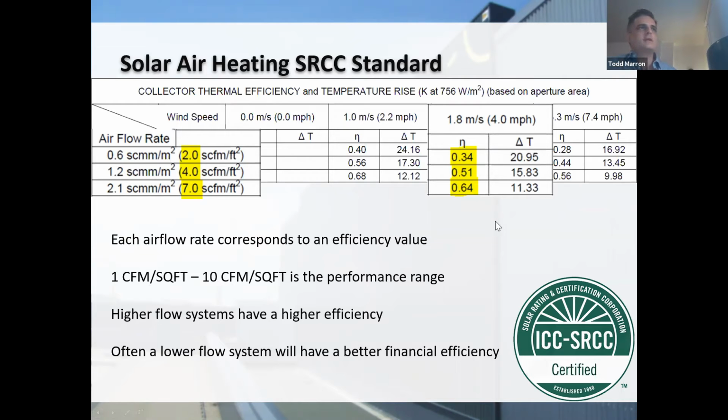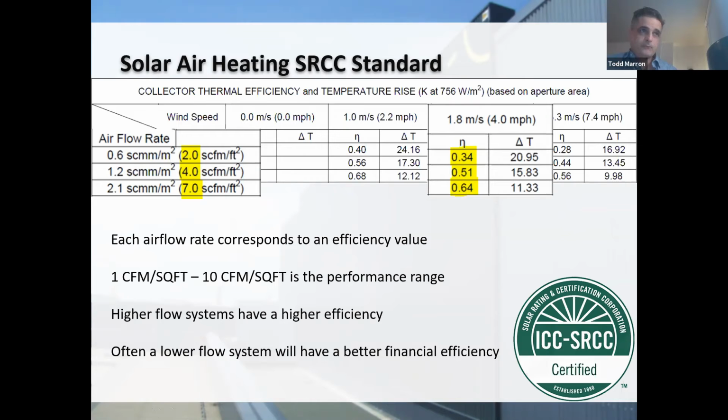What you will notice, and this is not exactly intuitive, is that the higher the airflow, so the faster the air is moving through the solar wall, the better the efficiency, which is the exact opposite of what people will very often think. People will often think, well, the slower the air goes, the more temperature you'll gain because it's stewing around and collecting heat behind that panel. But it's actually the opposite.